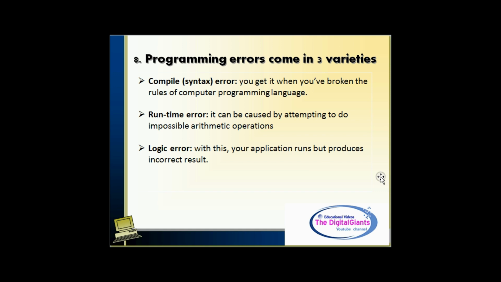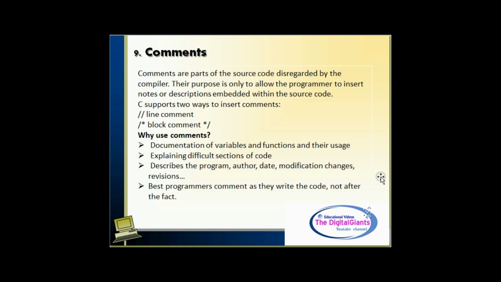A comment. Comments are parts of the source code disregarded by the compiler. Their purpose is only to allow the programmers to insert notes or descriptions embedded within the source code. C supports two ways of inserting comments, meaning the comment is being skipped by the compiler. The compiler doesn't care much about it.